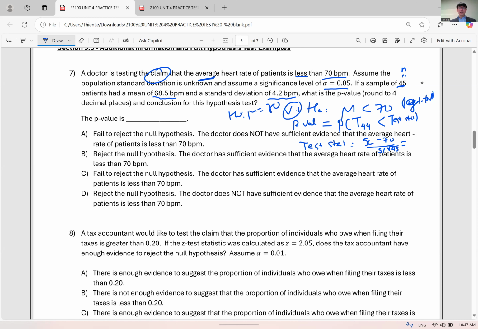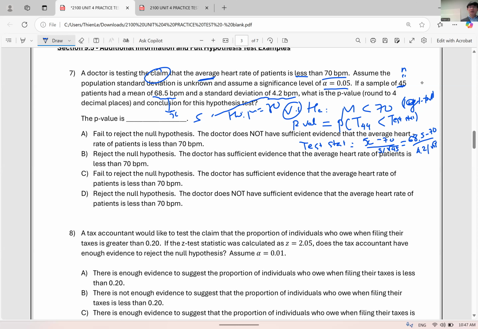In this case, this is your x bar, right? And this is your standard deviation S, right? So you can plug in to get it, right? 68.5. You subtract 70, which is the value under the null, divided by 4.2 over square root of 45, okay? And you can deal with tcdf, a very small number, up to this number, and then 44 degrees of freedom.